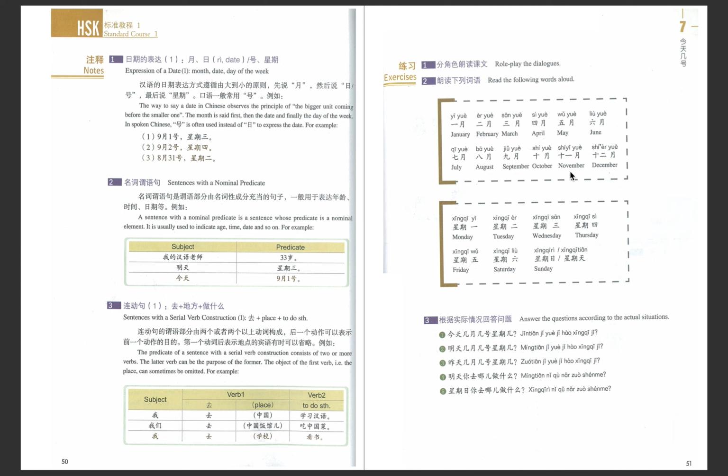十一月: you put 1 after 10, which means 11. 十一月 November. 十二月: 10 plus 2. 十二月 December.